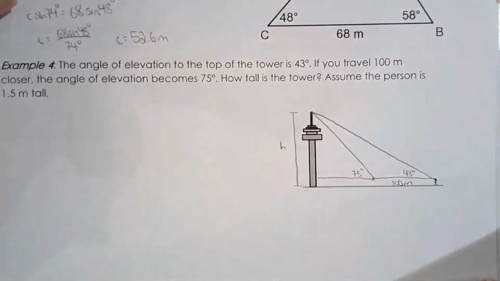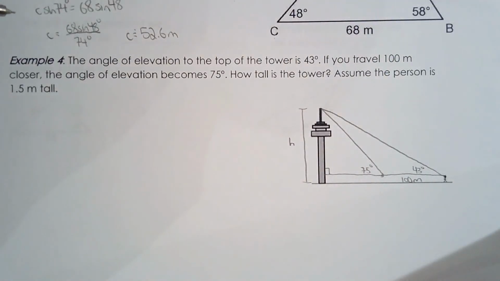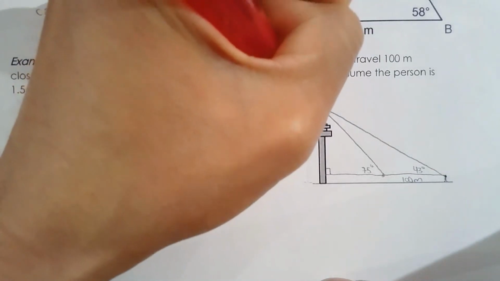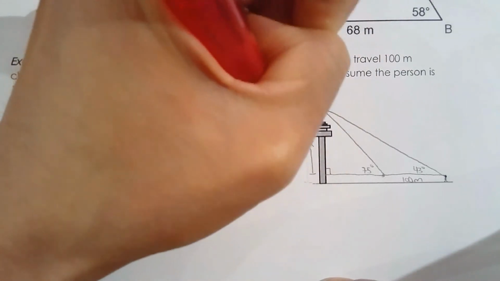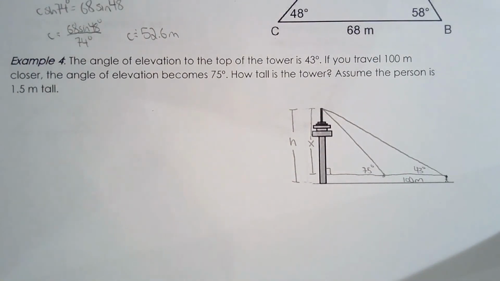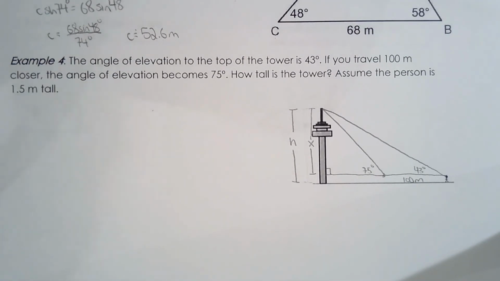Alright, so the initial angle of elevation is 43 degrees. When you walk closer, you have to tilt your head higher, so the angle of elevation becomes 75 degrees. So far so good, and we're going to assume the tower is perfectly vertical, of course. Let's call this X here, and then this is H. If we can solve for X, we can solve for H, because X plus 1.5 is equal to H, because the person is 1.5 meters tall.